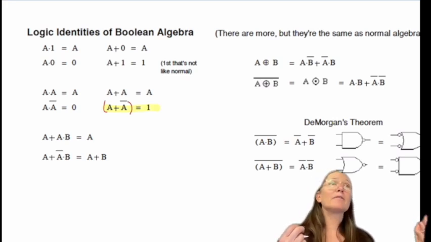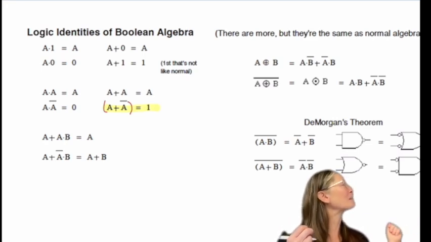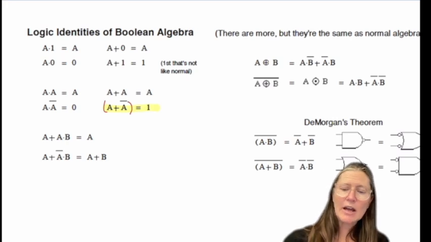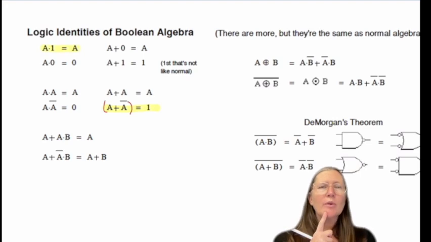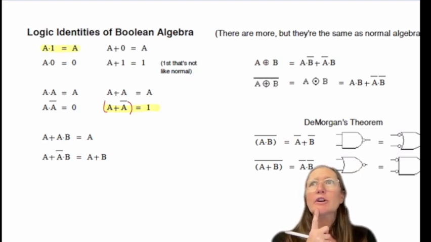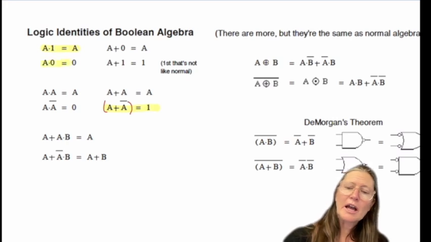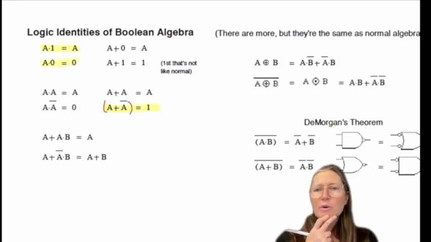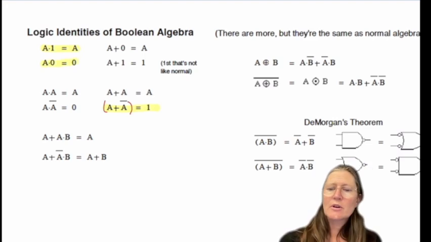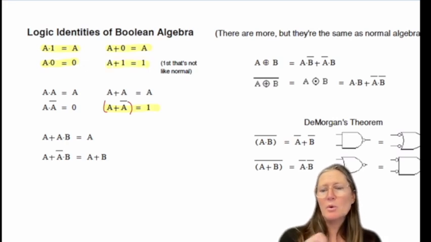Or if I have a OR a, it's always going to be a. Hopefully that makes sense. And then when I have a ANDed with 1, it's always going to be a, whatever that variable is. When I have a ANDed with 0, it will always be 0. A OR 1 is always going to be a 1.